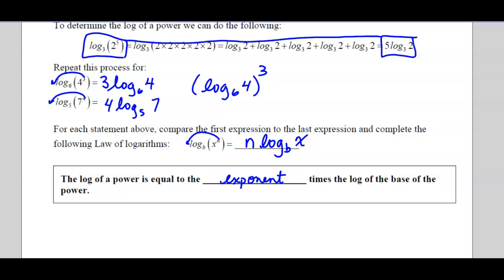Remember how I said when we're adding logs together, you can show it as a single log by multiplying the arguments. They have to have the same coefficient. So if it doesn't have the same coefficient, we're going to need to show it as an exponent there in order to use the product rule. All right, so that's the end of that lesson.